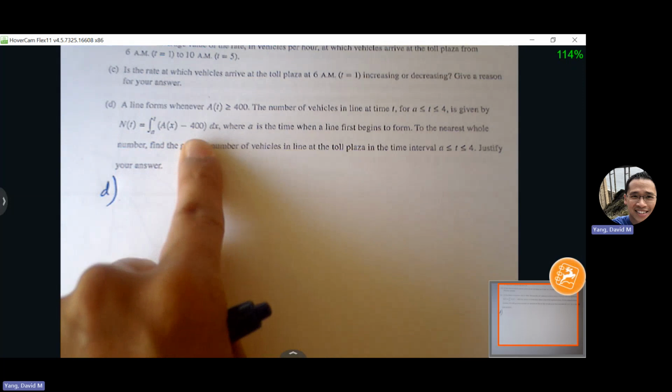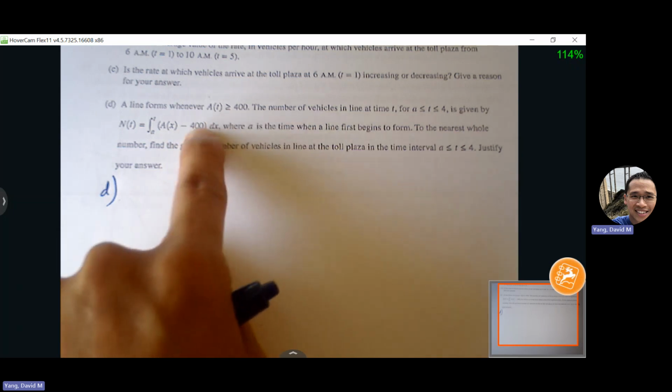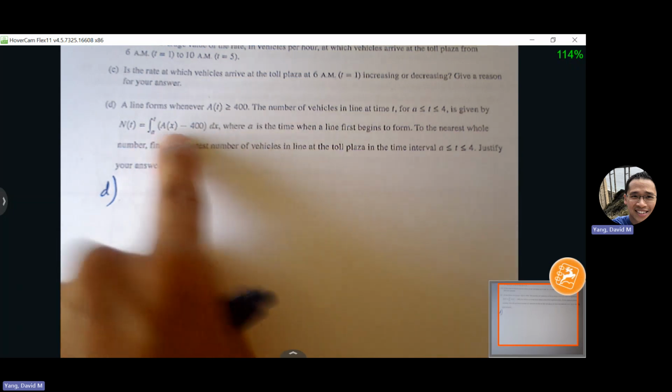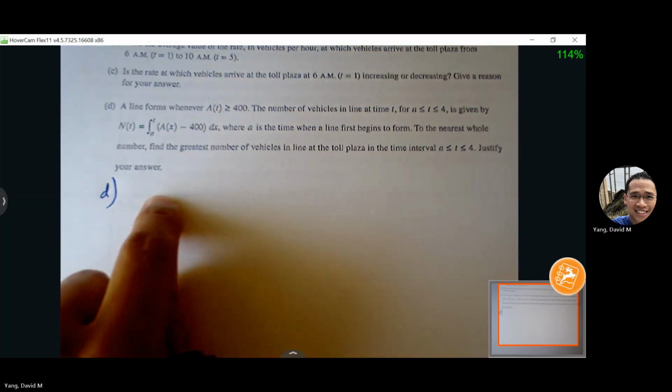So here, we know that this minus 400 would indicate if it's less than 400 that it's good, but once it gets to 400, it's going to start backing up. And n of t is going to tell us the number of vehicles that's going to form that line.